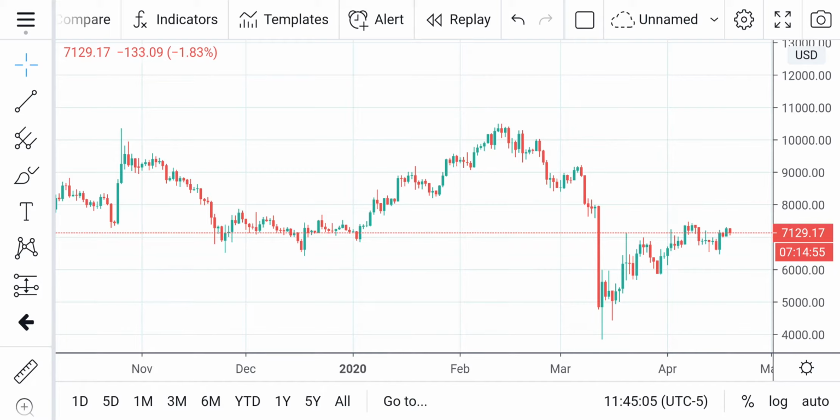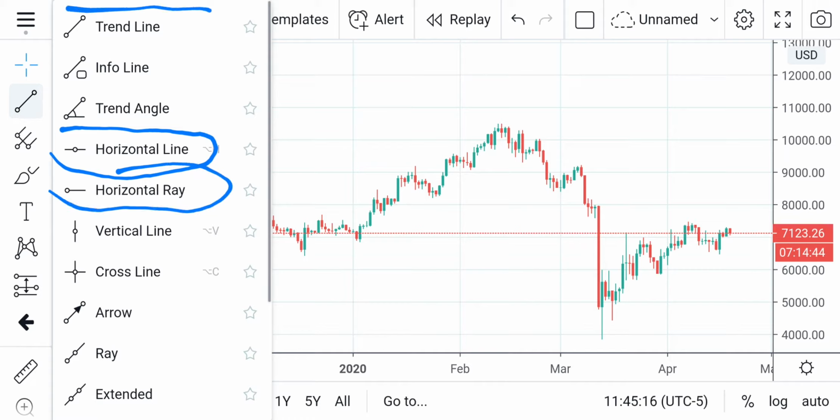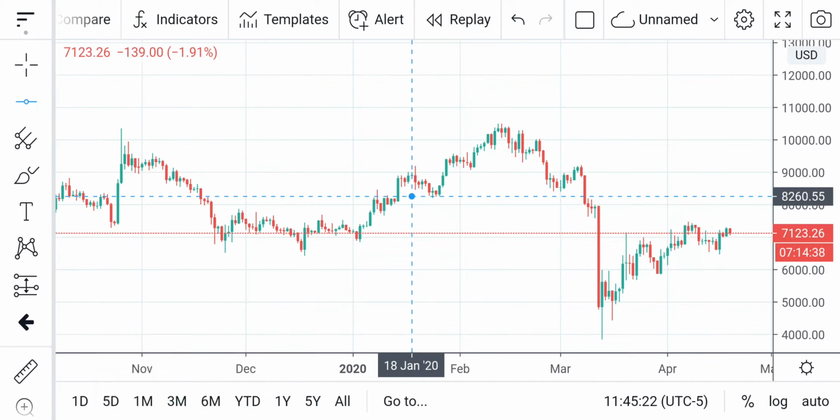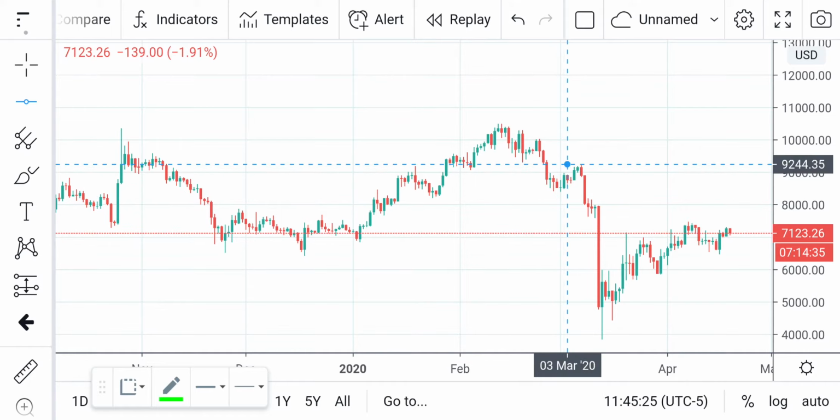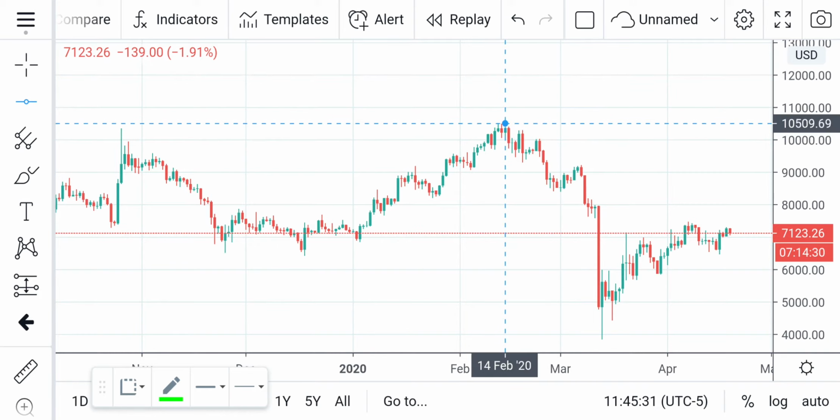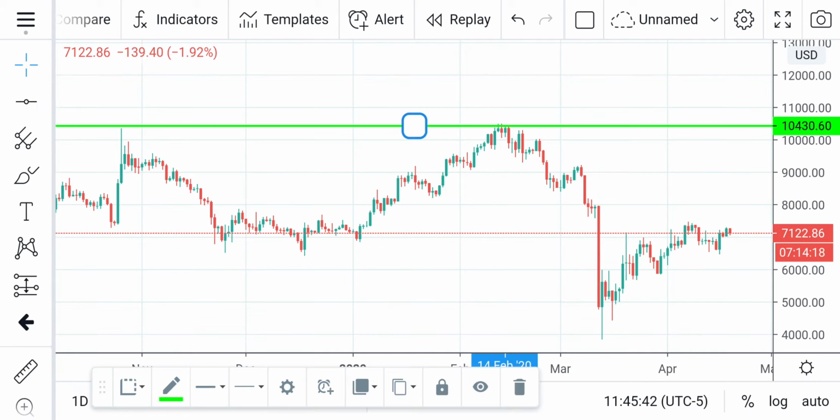To draw your supports and resistance, you can use either the horizontal line or horizontal ray. Sometimes you can just use a trend line to draw it. So let's use the horizontal line, and you have to note your key areas. Coming from the top, where is your key area? This point over here is your key area. You put it over here and tap on your screen. You can see, that's an area of resistance.